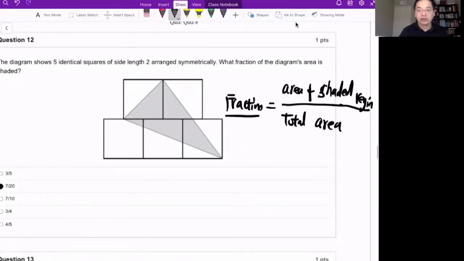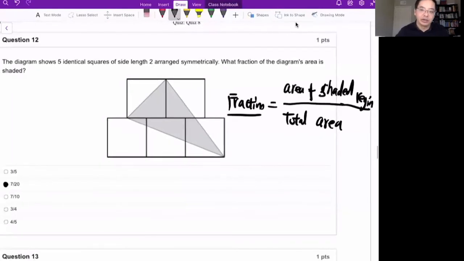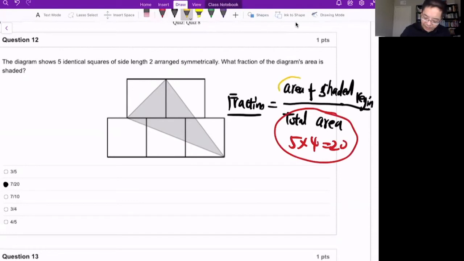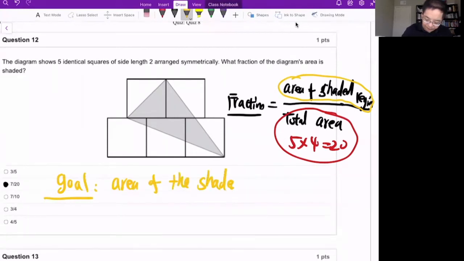Now, the total area is clear. Each square has area 4. You have 5, so this is just 5 times 4, which is 20. So this one is clear. What we need to figure out is the area of the shaded region. So the goal is the area of the shaded region. So how should we do that?